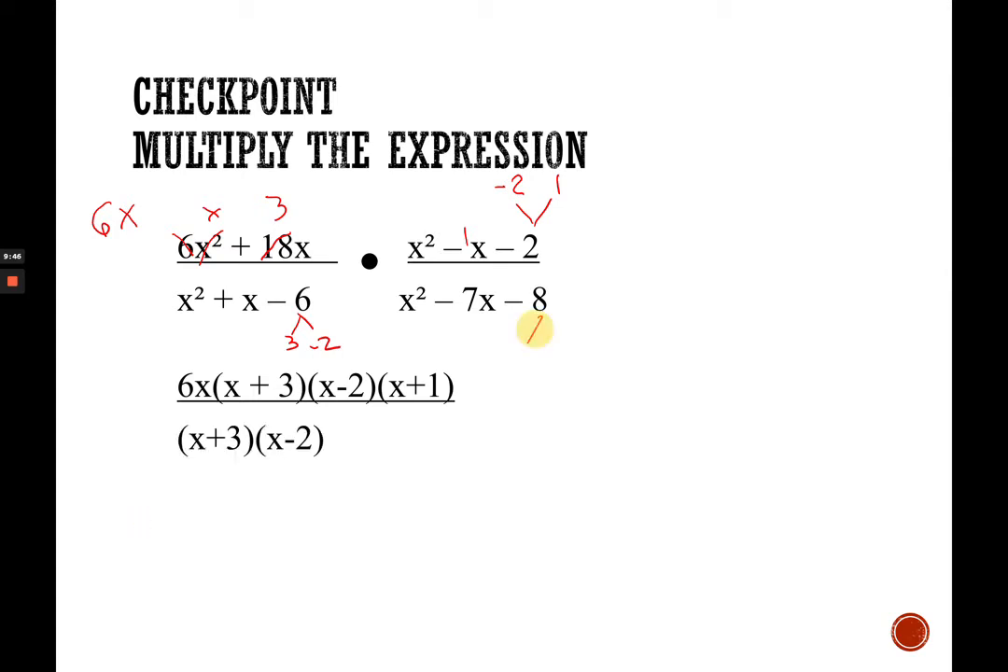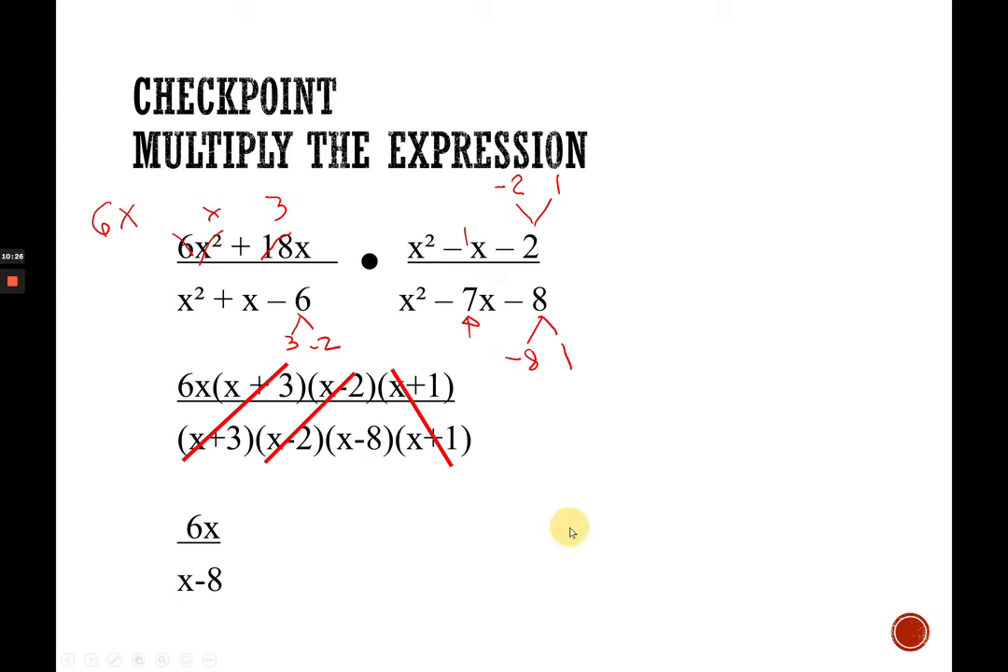And then here, you have 8 times 7. No, 8 times 1. Where 8 should be negative, so that negative 8 plus 1 will give you a negative 7. And then, after carefully factoring each part, you can now start canceling your common factors. You have x minus 2, x plus 3, and x plus 1. What is left is 6x on numerator and x minus 8 in the denominator, and that's your final answer.